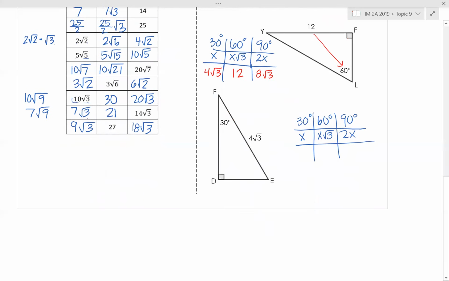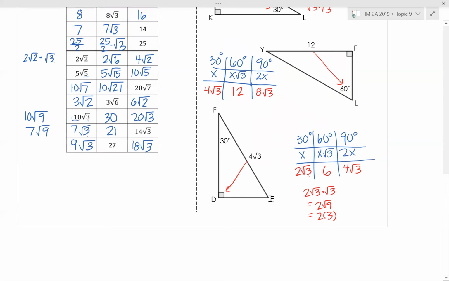And then for our last one, we're given 4 radical 3, which is across from 90. So that's our 2x. So if double of x is 4 radical 3, if I take half of that, that's going to give me 2 radical 3 for x. And then if I multiply that times the square root of 3, that's going to give me the number 6. So 2 radical 3 times radical 3 is 2 radical 9, which is 2 times 3, which is how I get that 6 there. Okay, so that's a 30, 60, 90 right triangle.